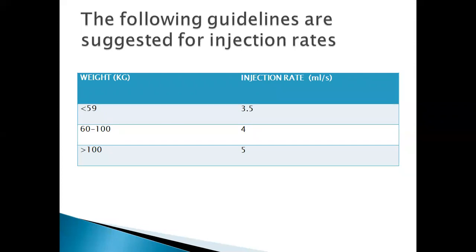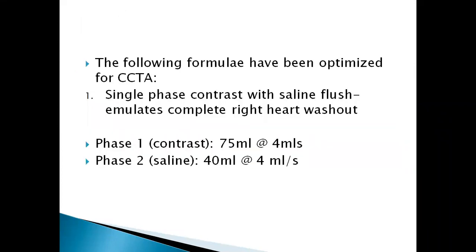So weight and injection rates are very much connected. For smaller patients, you can even go as low as 3.5. And for bigger patients, you have to go 5.5 maybe. But normally for an average adult, we usually give around 4 mils per second for someone who weighs between 60 and 100. Most people that come for the examination fall around this range.